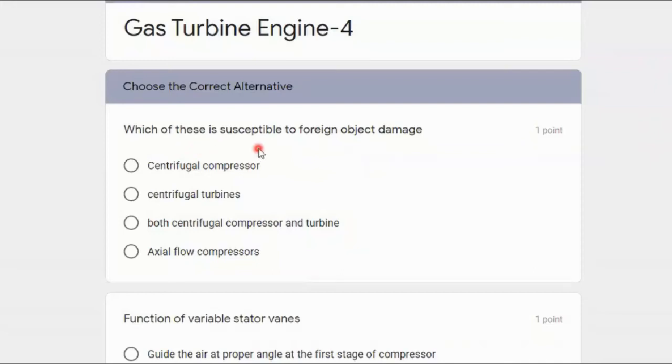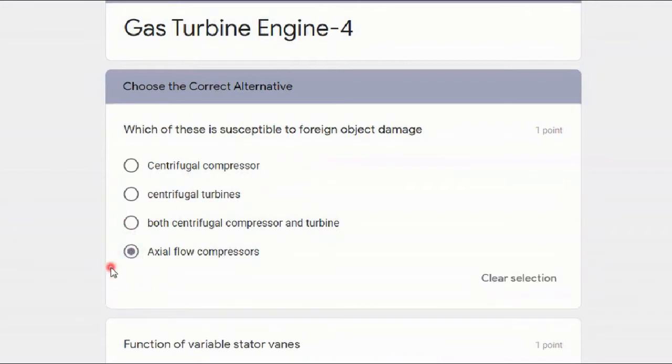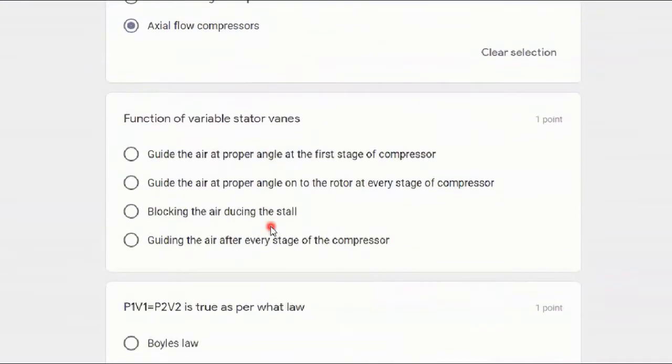This is susceptible to the foreign object damage. There are four options given to us: centrifugal compressor, centrifugal turbine, both centrifugal compressor and turbine, axial flow compressor. When we have done this topic of compressor, we have understood that axial flow compressor is more susceptible to the foreign object damage. Next question: function of variable stator wings.